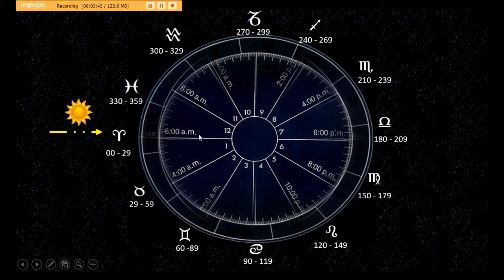So you have 2-hour intervals. Here's 6 a.m. Here's 2 hours later, 8 a.m. 2 hours later, 10 a.m. and 2 hours later, 12 noon. And then you have 2, 4, 6 p.m., 8 p.m., 10 p.m., and 12 midnight.